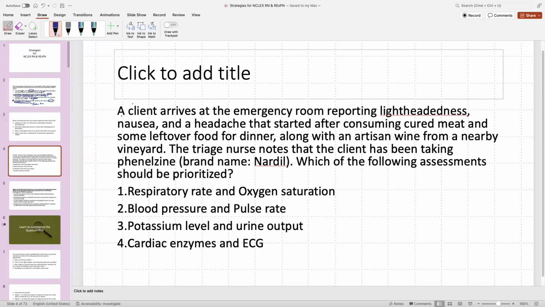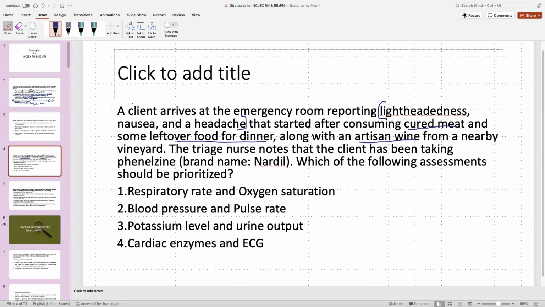So let me just break this question. A client arrives at the emergency room reporting lightheadedness. That is why I say it's always very important to highlight the keywords in the question. So reporting lightheadedness, nausea, and a headache that started after consuming cured meat, and some leftover food for dinner, along with an artisan wine.